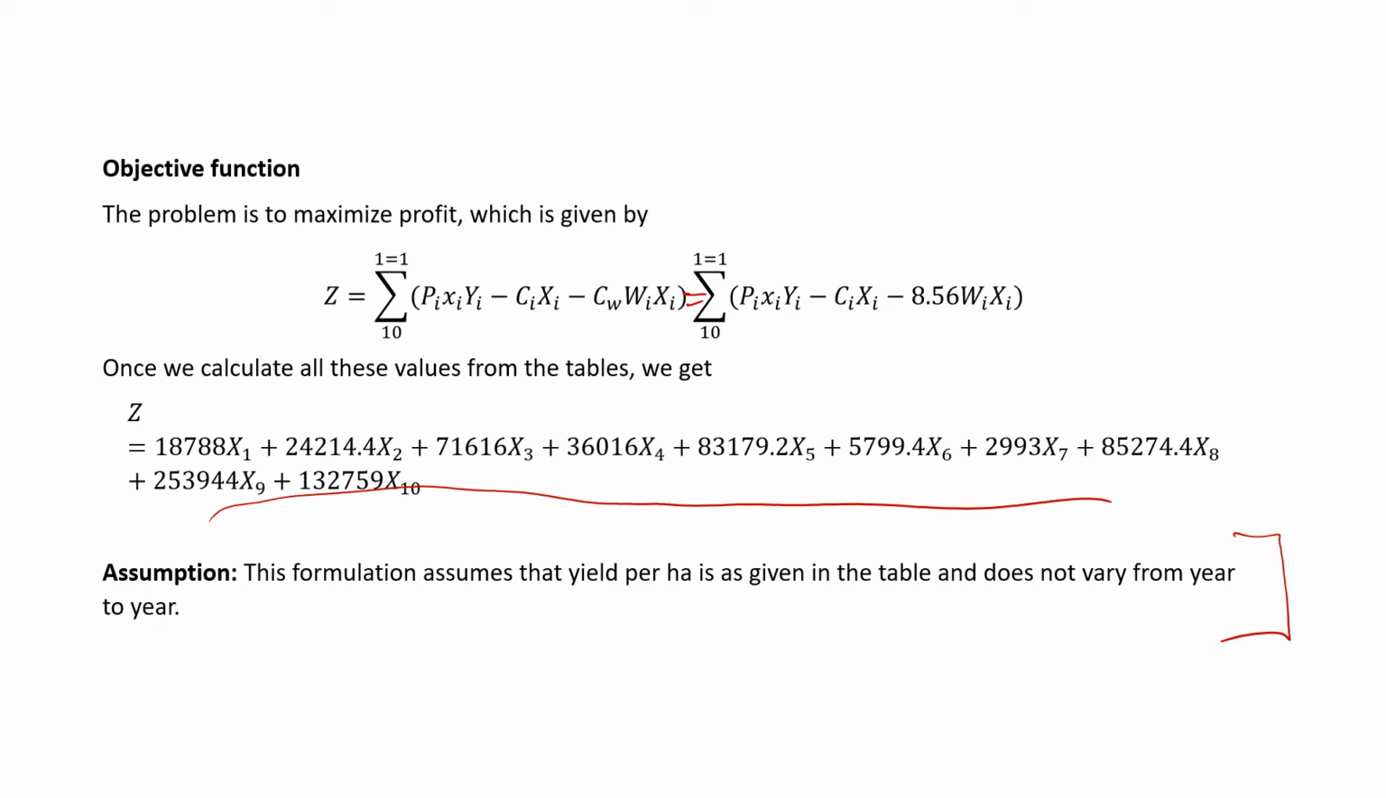But what we'll often do as well is add assumptions that encompass the larger context of the problem. If you know about farming, you know that yield will vary from year to year sometimes, and that there's a lot that goes into it. So we're going to make a simplifying assumption for this problem that the yield per hectare is as given in the table and does not vary from year to year.